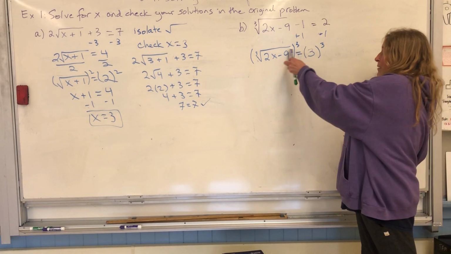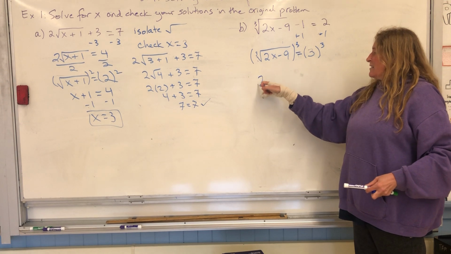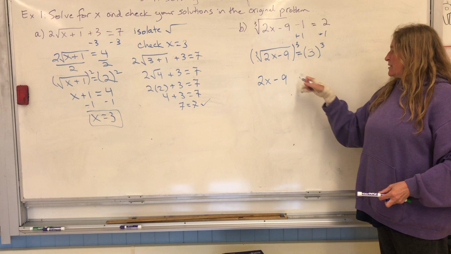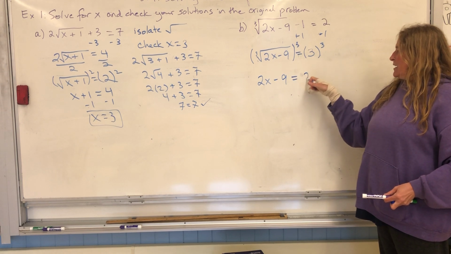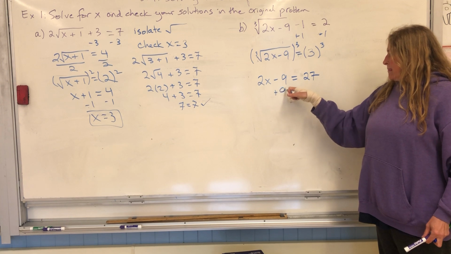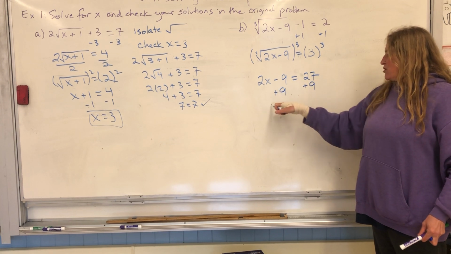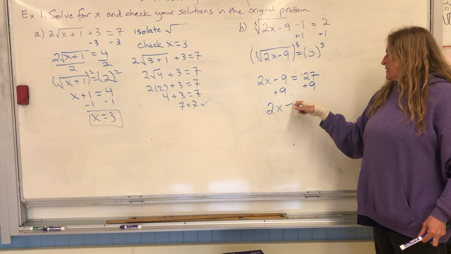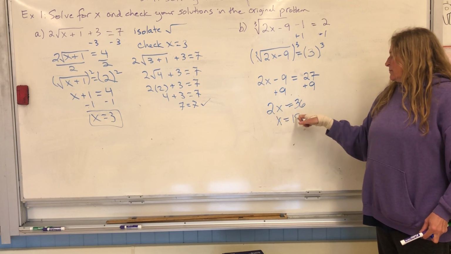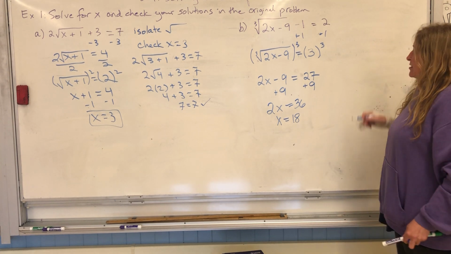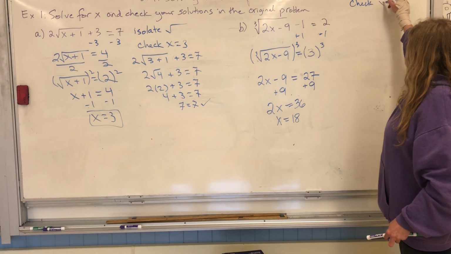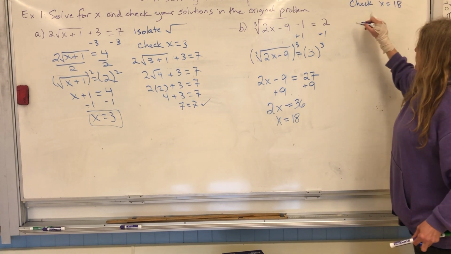So if I cube something that's being cube rooted, that's an inverse operation, right? So I'm just going to end up with the 2x minus 9. And over here, I'm going to end up with 27. So that's 2x equals 36 and x equals 18. Okay, but before we accept that, we have to check x equals 18.